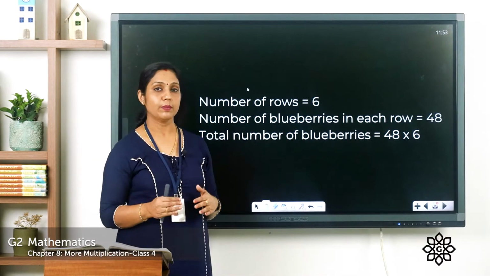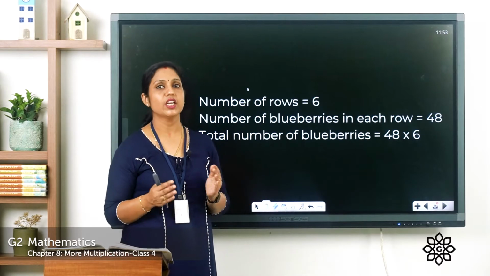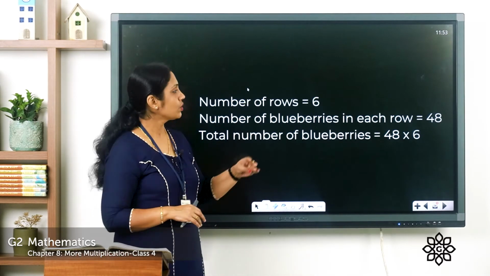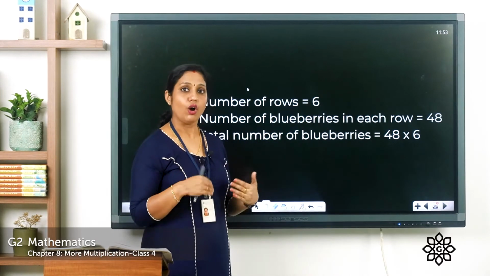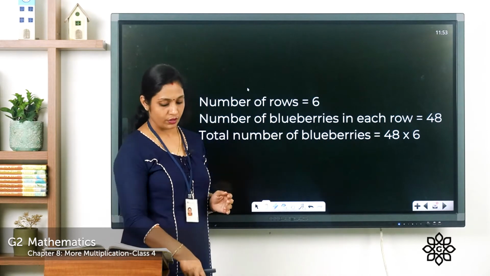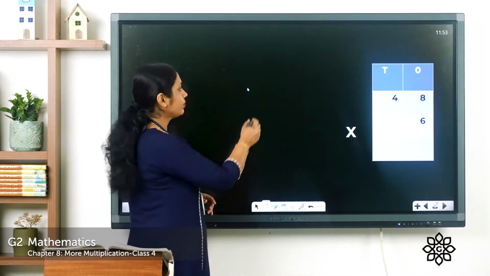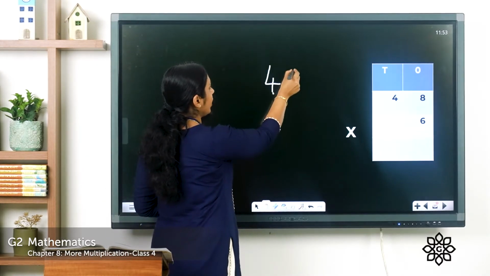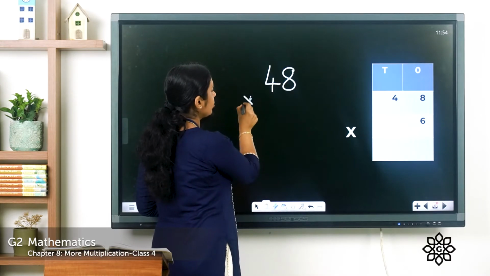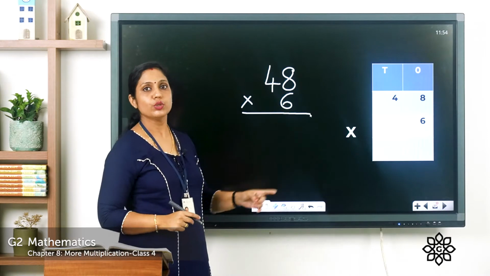We have learned the multiplication fact that even if the order of the numbers is changed, the product will remain the same. So 6 into 48 or 48 into 6, we get the same answer. So now let's multiply 48 into 6. 48 into 6. So how much is 6 into 8?